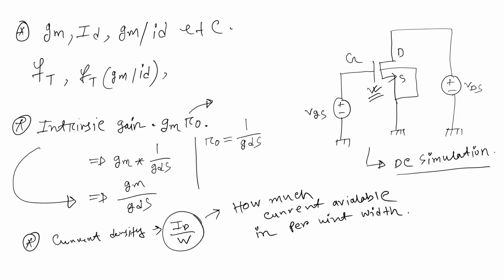That means per unit width, suppose this is my width. So in this per unit width, how much current will flow? That is an important parameter, a very, very important parameter for us.